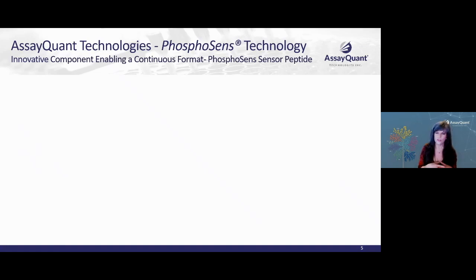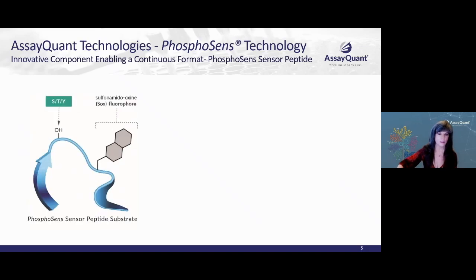So I've mentioned previously that we want to tie the word innovative to three words: continuous assay format. So what is the innovative component that enables this continuous format? Well, it is the PhosphoSens sensor peptide.